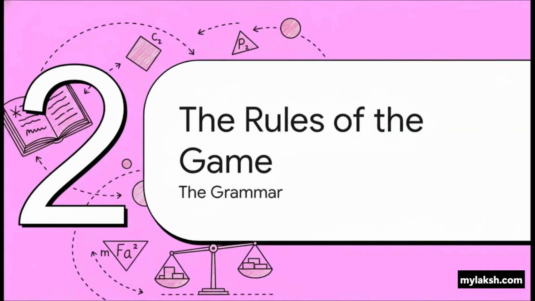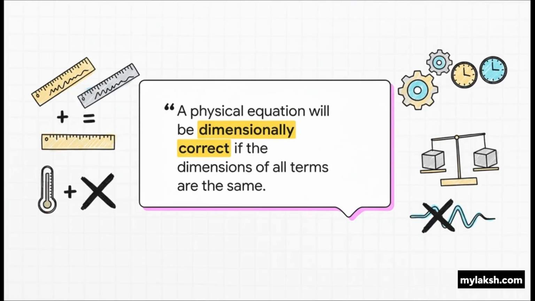Okay, so we have our alphabet, but you can't just throw letters together randomly and expect it to make any sense, right? You need grammar. And in physics, the grammar is this one simple but incredibly powerful rule that says how all equations have to behave. This right here is the golden rule. It's called the principle of homogeneity. And really, it's just a fancy way of saying something you already know. You can only add, subtract, or compare things that are the same type of thing. You can add one distance to another distance, sure, but you can't add a distance to a temperature. That just makes no sense. Every single piece of a valid equation has to represent the same kind of physical quantity.